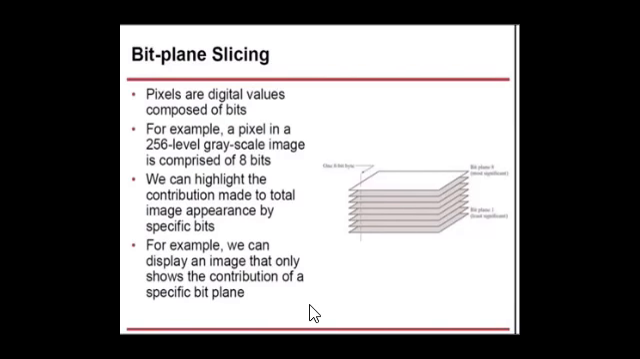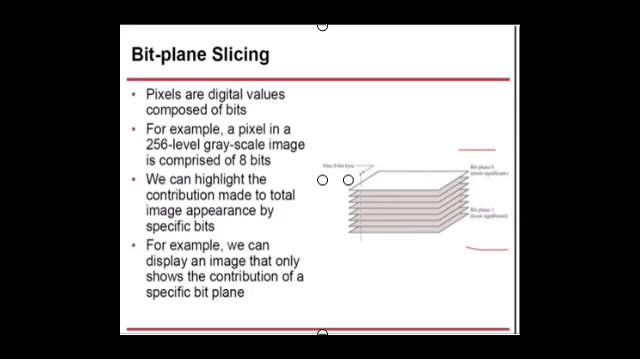Then bit plane slicing. Every pixel value is composed of some bits. A pixel in a 256 grayscale level image is composed of 8 bits. One byte is 8 bits. So every pixel in this 256 level grayscale image is comprised of 8 bits. Students, in bit plane slicing we can highlight the contribution made to the total image by specific bits.